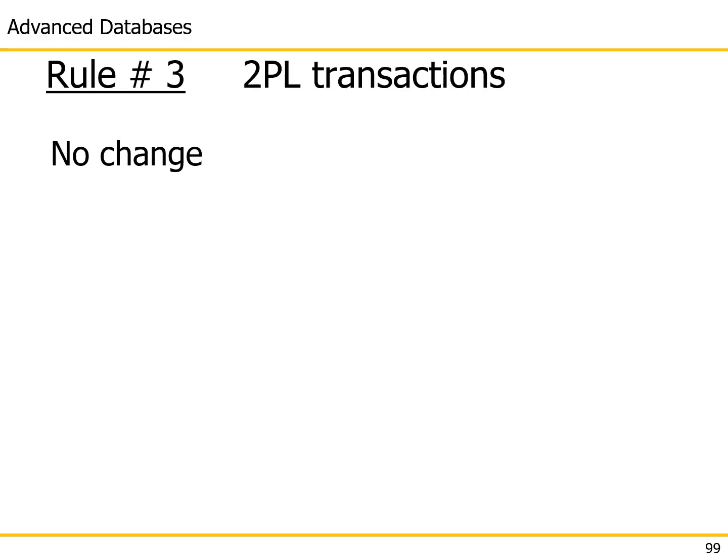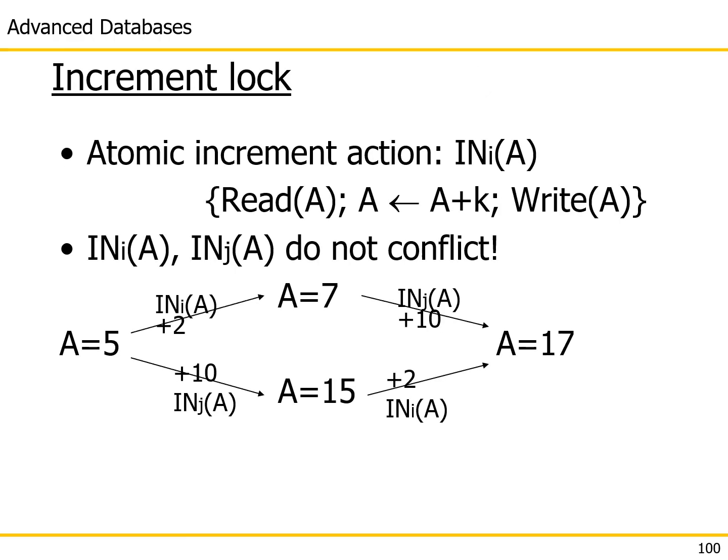Now, in terms of two-phase locking, no change here. We are going to follow the same rule we described before, which is to request all the locks before you do any unlock. We also have, as a feature in certain operating systems, which is again an advanced feature, a different type of lock called the increment lock. This is made specifically if you're doing numeric computation, specifically additions and subtractions.